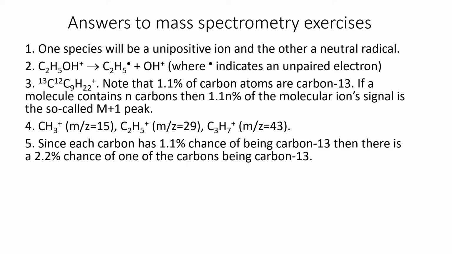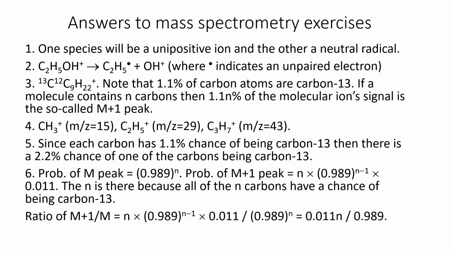And then this next question was about ethane, and what's the chance of ethane having an M+1 peak. Again, 1.1% chance for each carbon, 2 carbons in ethane, so it's a 2.2% chance of seeing the M+1 peak. And in our next question here, it was talking about the relative probabilities of the molecular ion peak M and the M+1 peak.